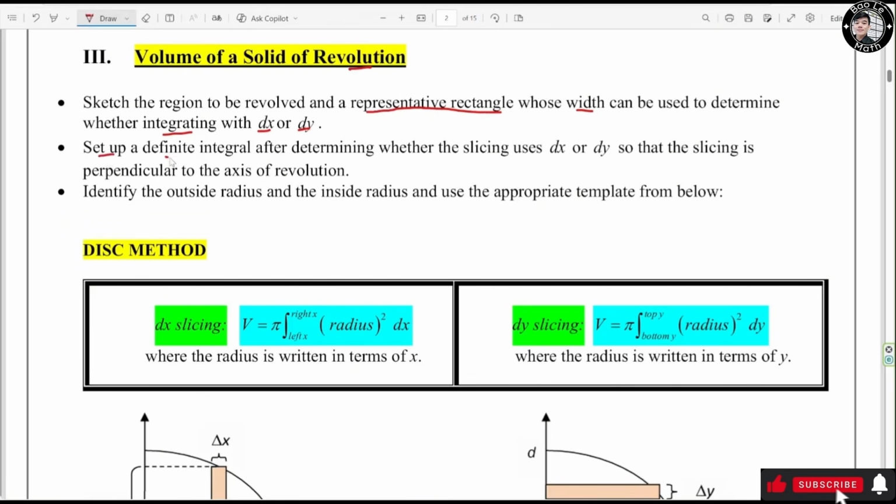Second, set up a definite integral after determining whether the slicing uses ds or dy, so that the slicing is perpendicular to the axis of revolution. Lastly, identify the outside radius and the inside radius and use the appropriate template from below. For ds slicing, V equals pi times the integral from left s to right s of radius squared ds. For dy slicing, we're going to use this formula.